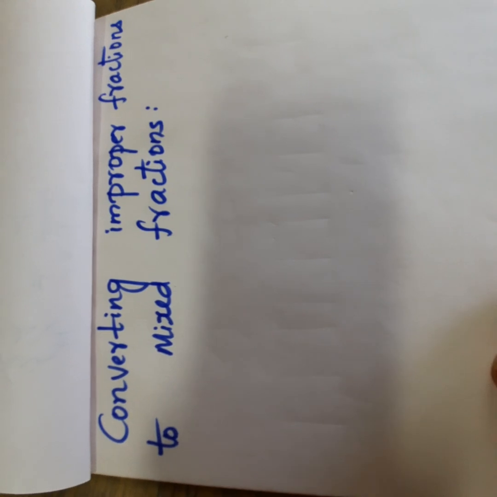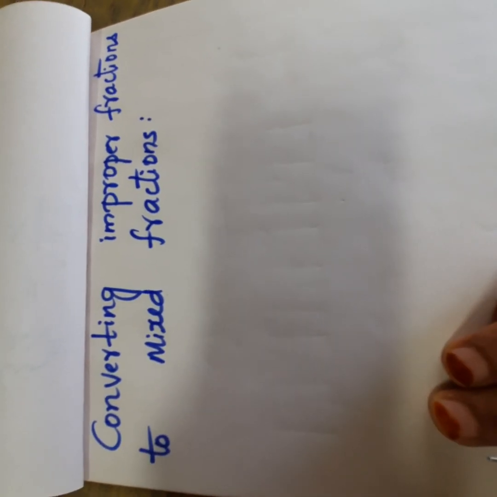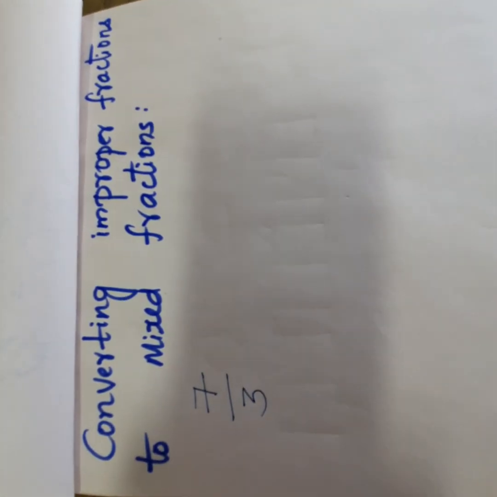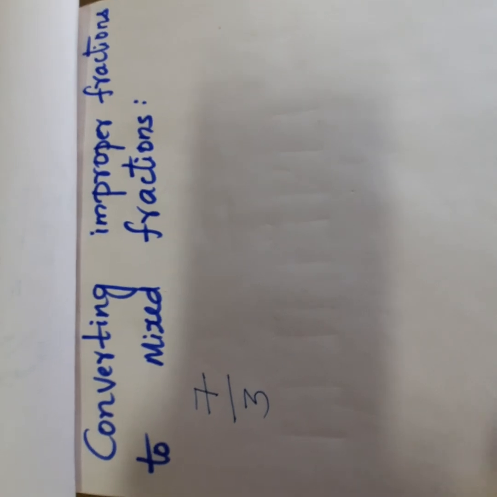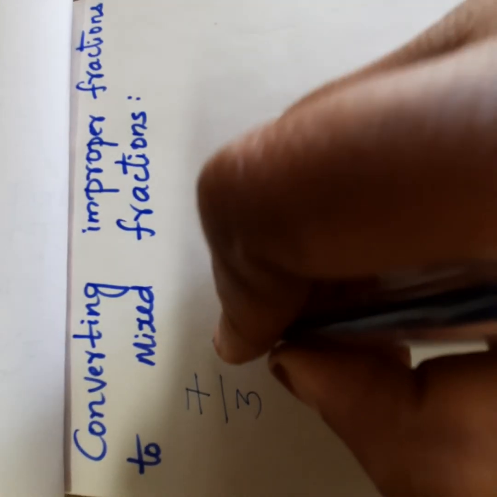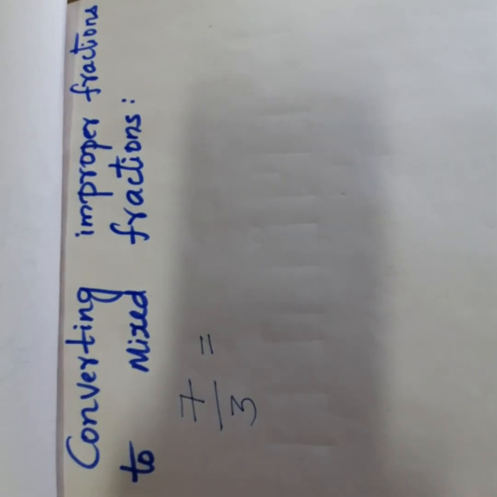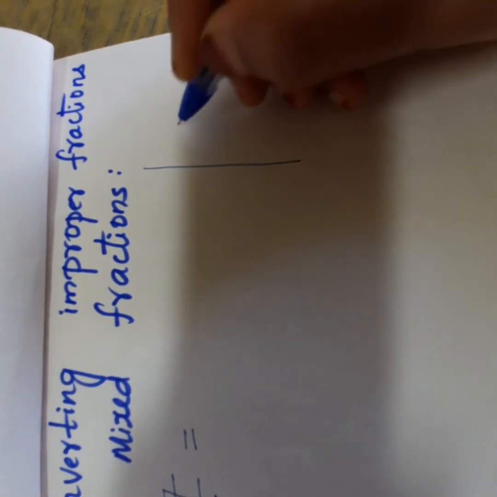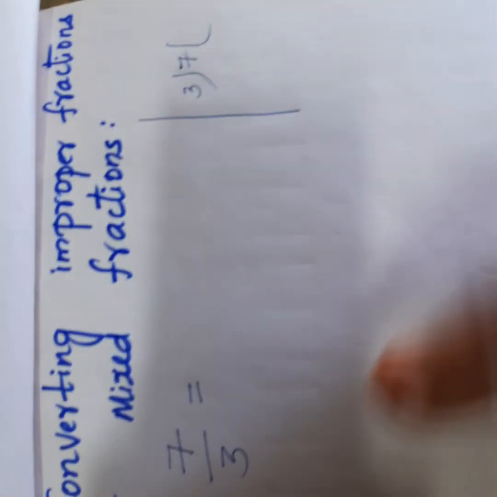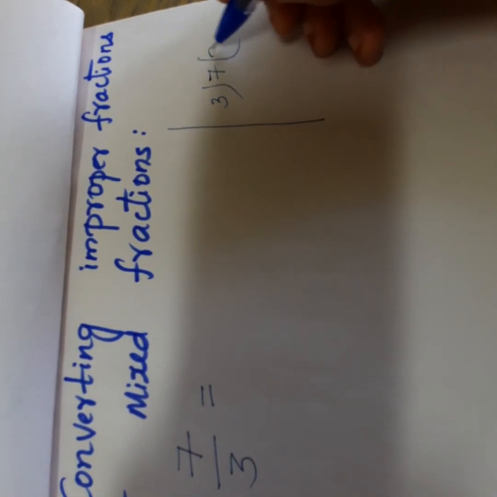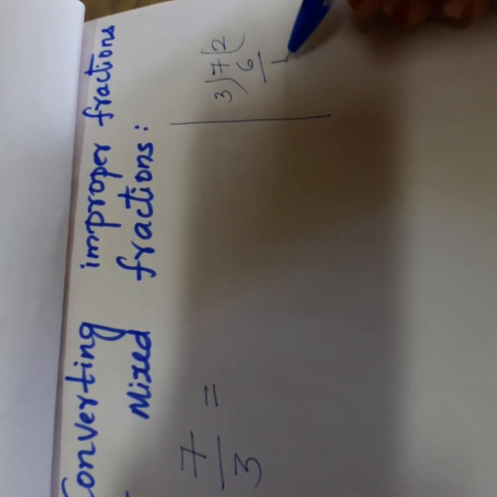Now let us learn how to convert improper fractions to mixed fractions. Suppose there is a fraction 7 by 3. This is an improper fraction because the numerator is bigger than the denominator. Now how do we convert it into a mixed fraction? We have to divide 7 by 3. This is what it is telling. 7 divided by 3. Okay. 3 twos are 6. 1 will remain.